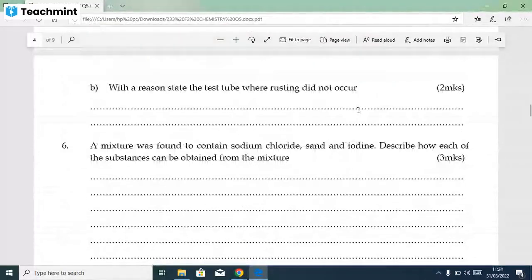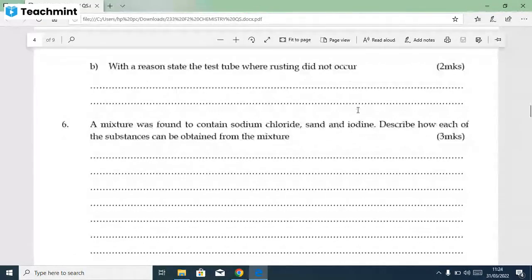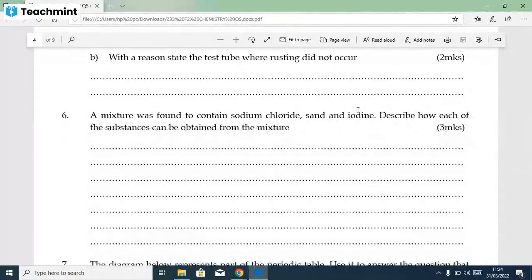Number 6. A mixture was found to contain sodium chloride, sand, and iodine. Describe how each of the substances can be obtained from the mixture. Okay, 3 marks. Let's start. Make a trial.